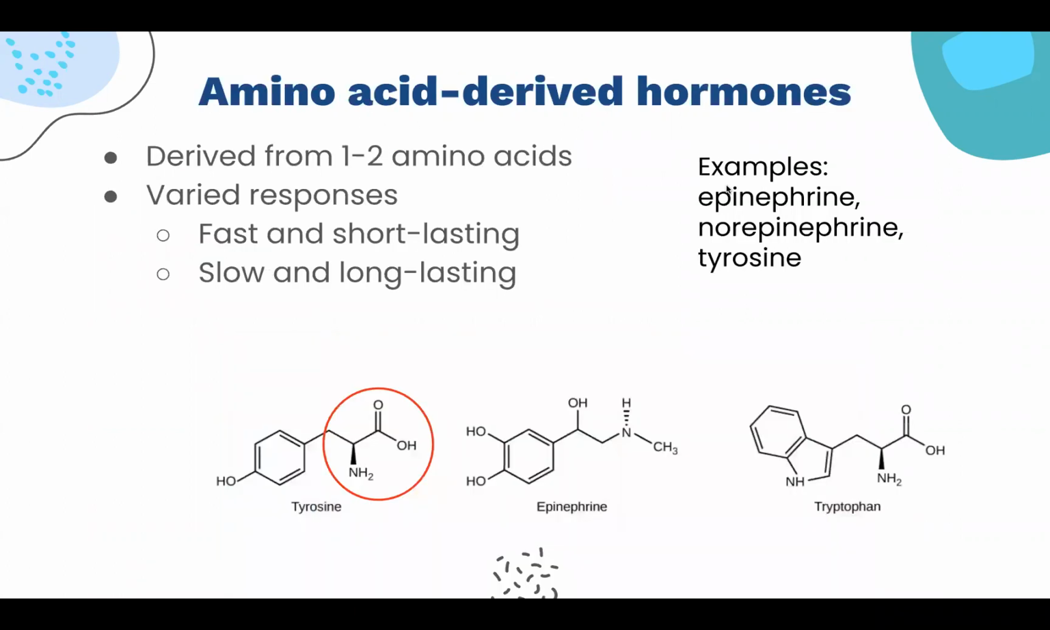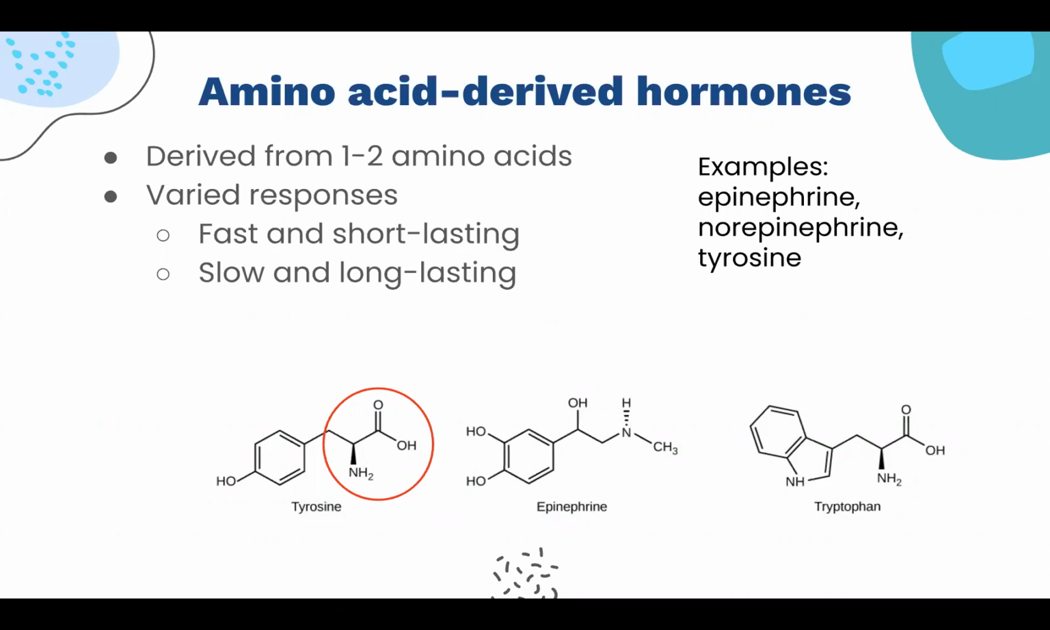Amino acid derived hormones are, like the name suggests, derived from 1 or 2 amino acids. So you can look at some structures in this diagram here. You can see the amino acid backbone that I circled. I'm not really sure what's going on with epinephrine, but you get my point.